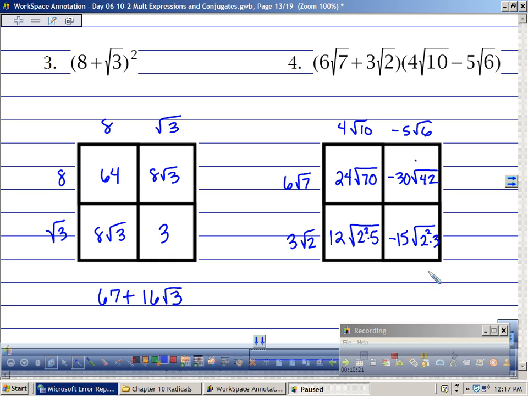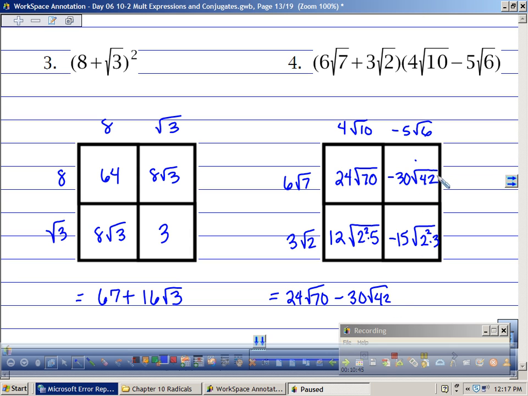All right. 24 root 70. Is there any other root 70s in here? We need an equal sign here. There's no other root 70s. So that guy's going to stand alone. 24 root 70. What about root 42s? Any other root 42s? Nope. Can't do anything with that. So it's negative 30 root 42.